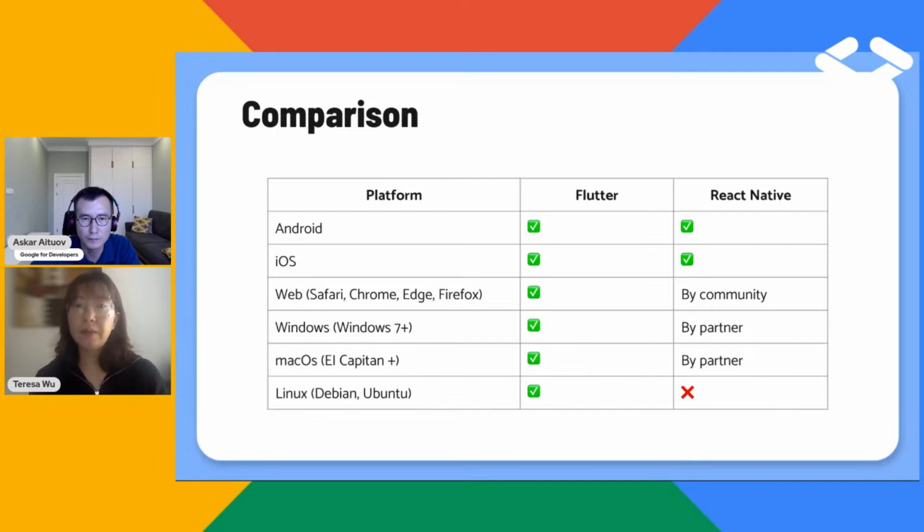Then React Native does support Android and iOS nicely as well. But at the same time, the web support is there, but it's provided by the community. The support for Windows and macOS is provided by the partners of Windows and macOS. And it doesn't support Linux at the moment.